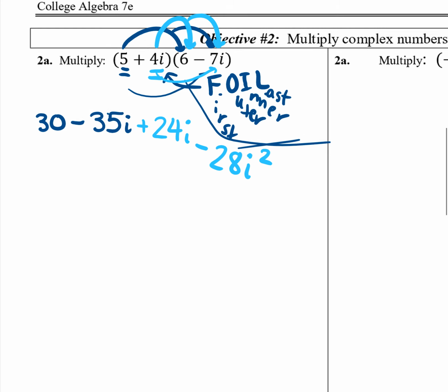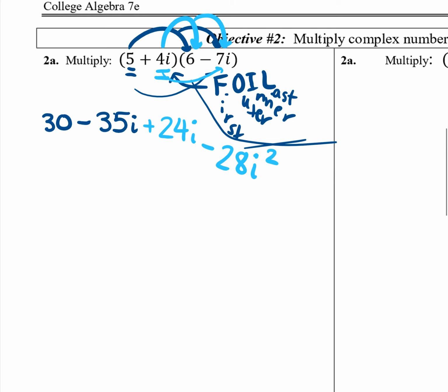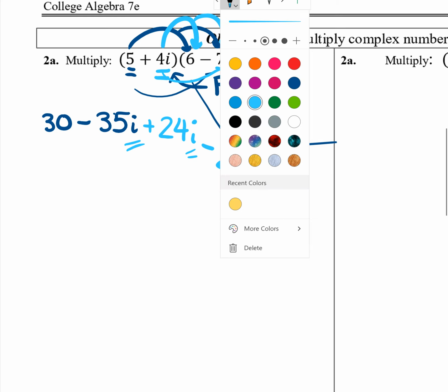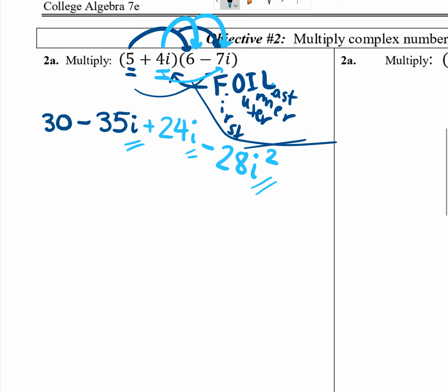Just be careful, because a lot of times, grading exams and things like that, I've seen students miss the i squared. They just write an i here. Or they miss one of these i's, they just put the 35 or the 24 and not the i. So just be really careful and cognizant of how many i's are multiplied together and what they'll create when they combine.